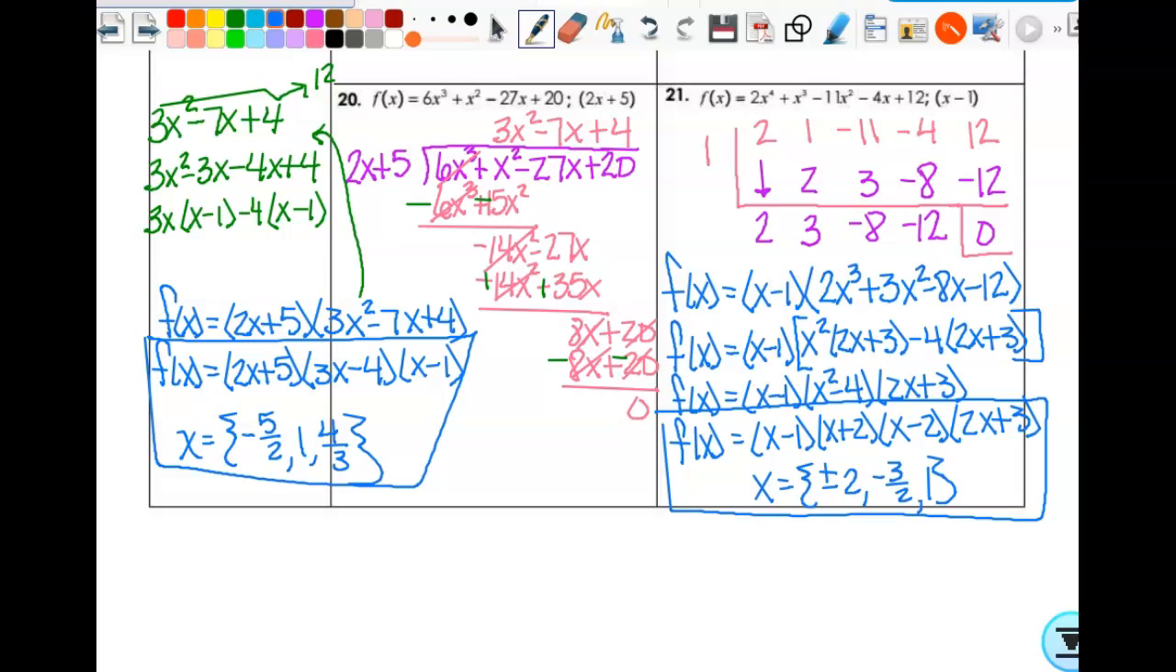So when you're done, check yourself with me. Don't just copy mine down. Check yourself with me. If we agree, you can go ahead and fold and tape and get started on your Delta Math. If we don't agree, see if you can figure out why we don't agree. Ask me questions if necessary, unless you just caught something on your own.